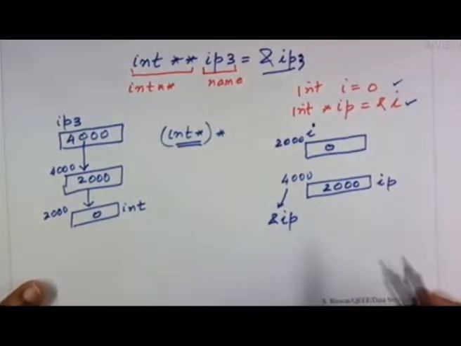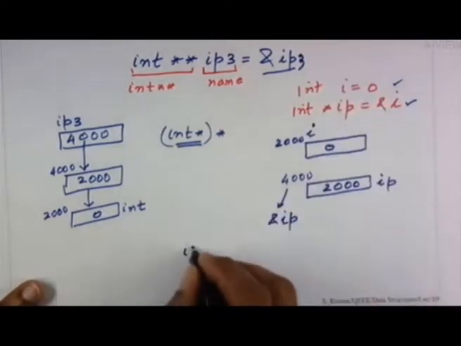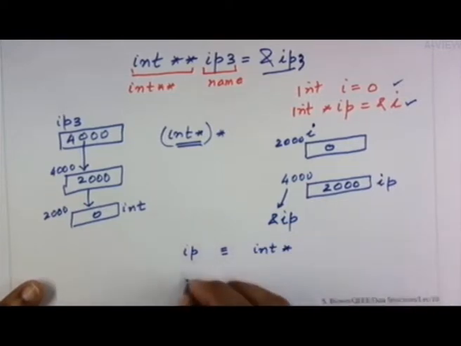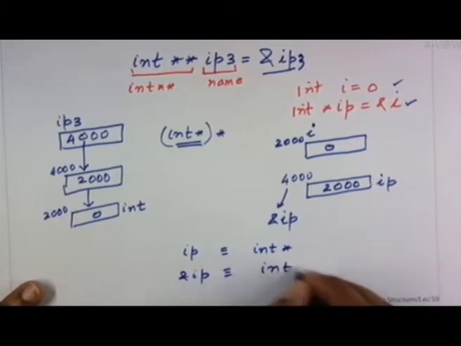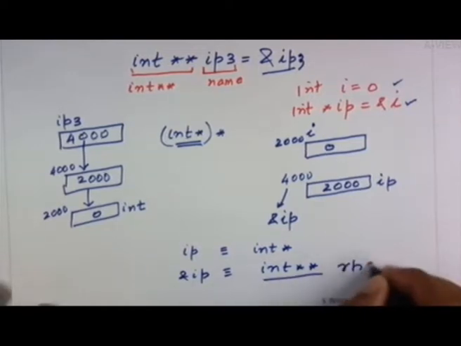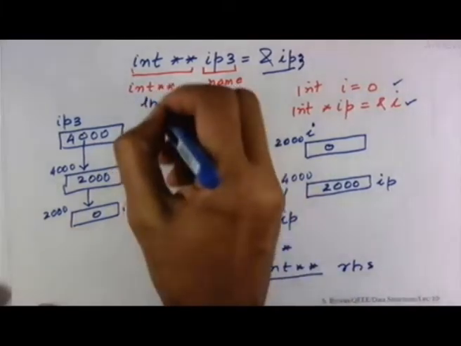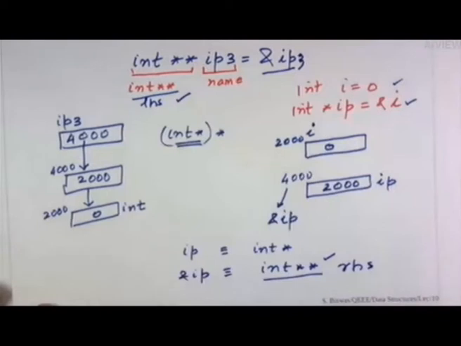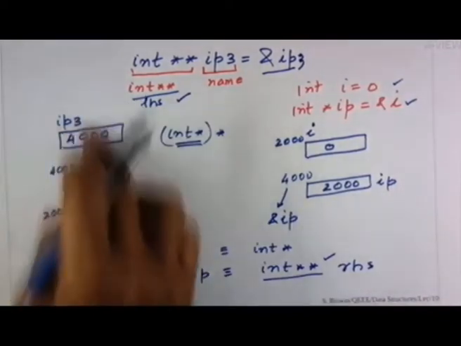And why does it go through? Because again, let's go slowly. The type of IP is int star, it's already an address, and if you take the address of this, you get the address of int star, which is int double star. So RHS type is int double star, LHS type is int double star, the type matches, the assignment is proper, and hence this whole chain of things is created.